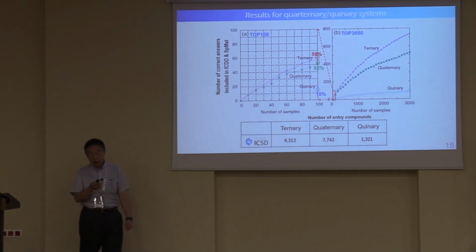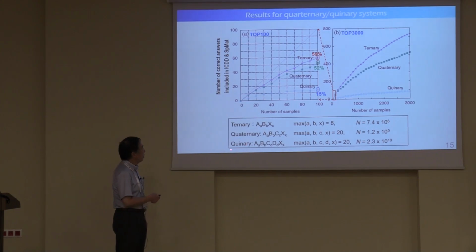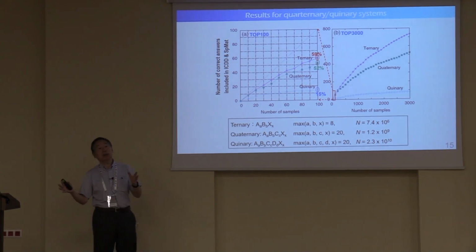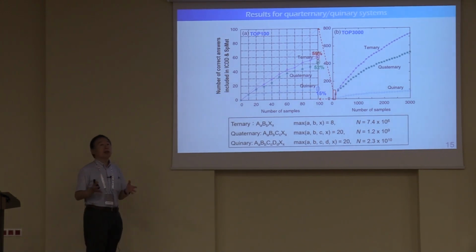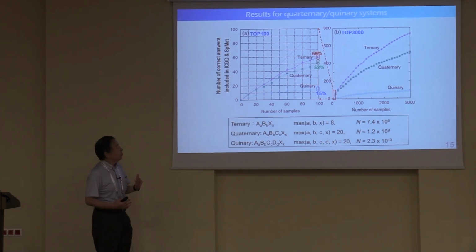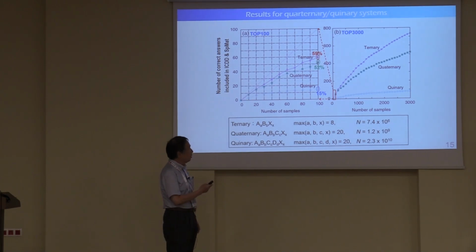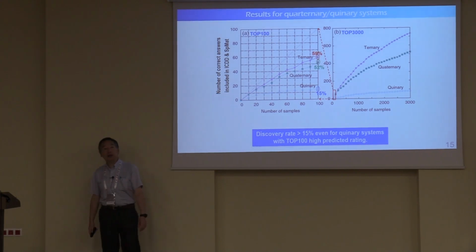The 15% success rate for the quinary system is still quite satisfactory, because for the quinary system we have to handle 23 billion combinations. And to search for something in 23 billion without any clear knowledge, without any indication, without a map, is very, very difficult. Even 15% of knowledge should be very useful for the quinary system review.